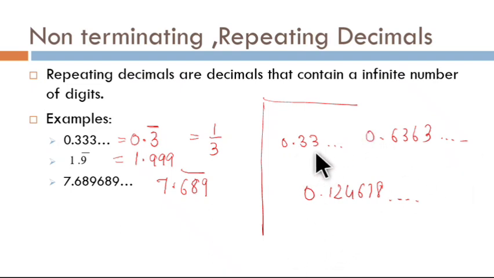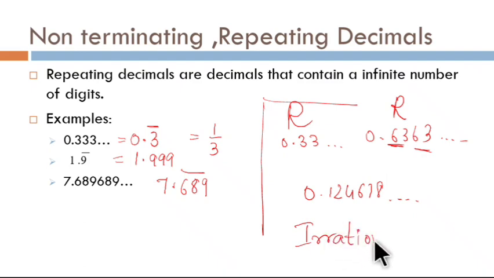You first have to see the decimal numbers after the decimal point. Which number is there here? 33. The same number is repeating, right? So this is rational. Here also the same number 6363 is repeating. This is also rational, but here the same number is not repeating. So this is irrational. In the non-terminating form, you have to see this condition: the number is repeating or non-repeating, to decide whether that is rational or irrational.